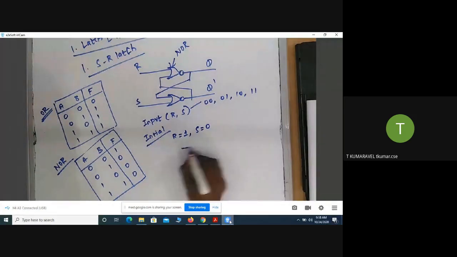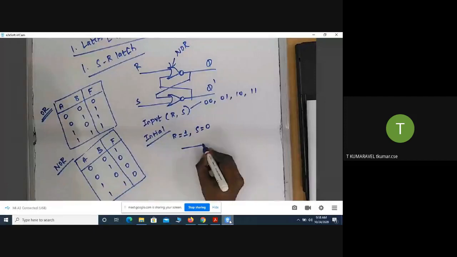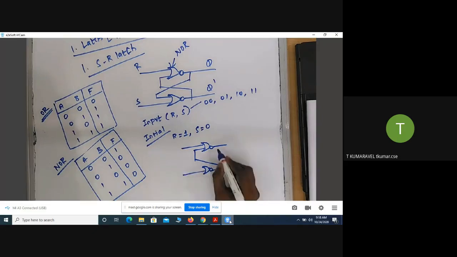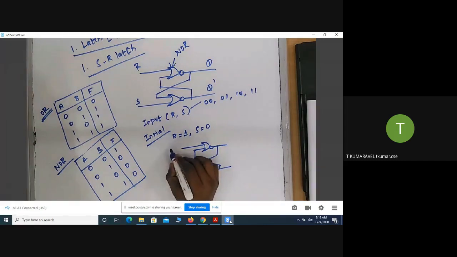How should the circuit appear? Two NOR gates are available. This is R, this is S. What is the value of R? R equals 1 and S equals 0.